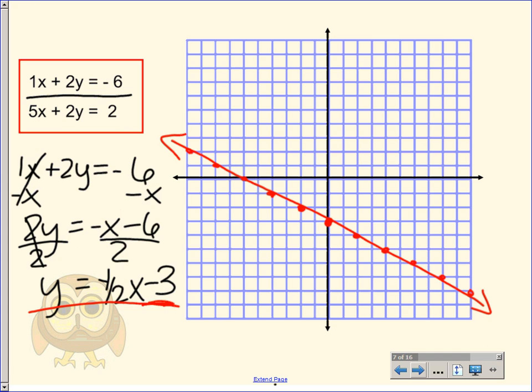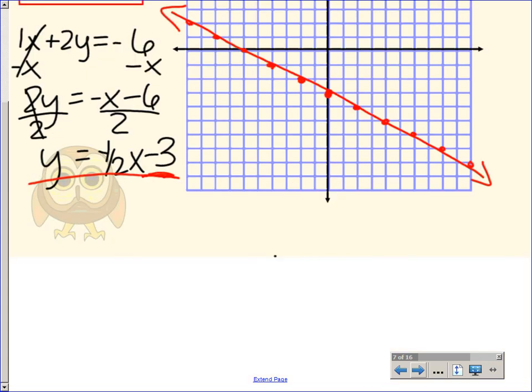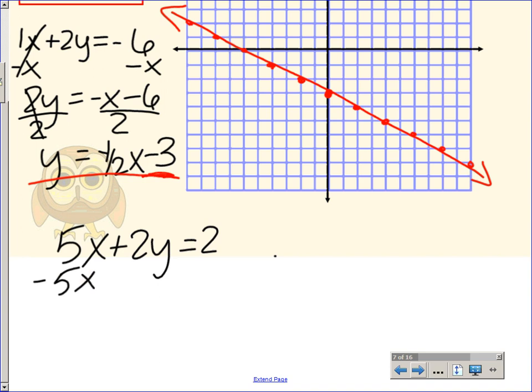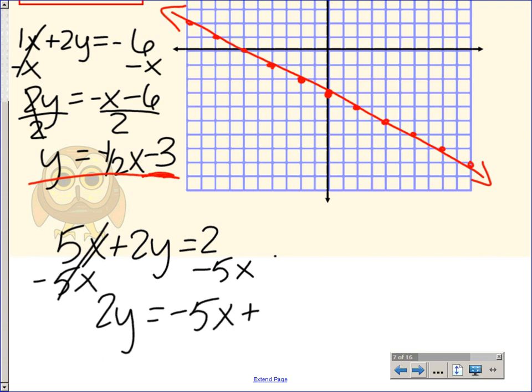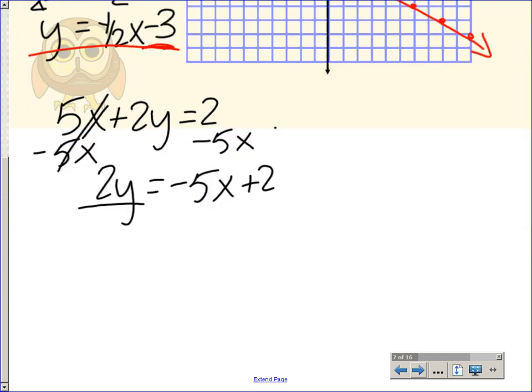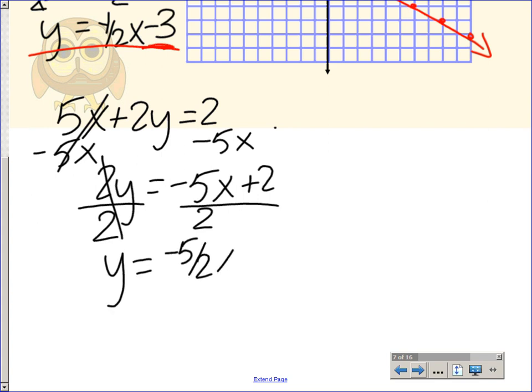Next, I have to take that second equation, 5x plus 2y equals 2, and I need to solve that for y. 5x plus 2y equals 2. So I'm going to subtract my 5x from both sides. Get 2y equals negative 5x plus 2. Divide both sides by 2. And get y equals negative 5/2 x plus 1.